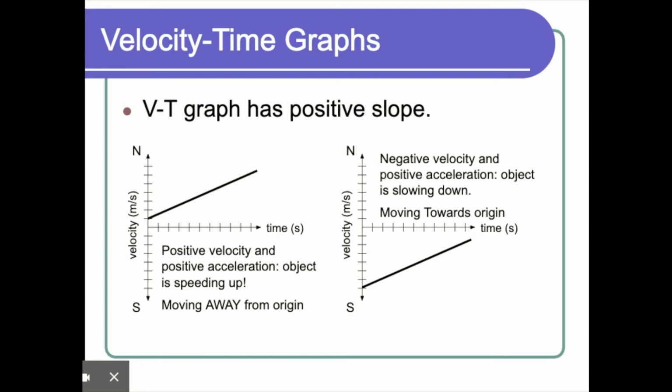The positive velocity means that I'm going from 1 meter per second to around 7 meters per second. So if I'm increasing from 1 to 7, that means that I'm speeding up. I'm above the x-axis, so I'm moving away from the origin.